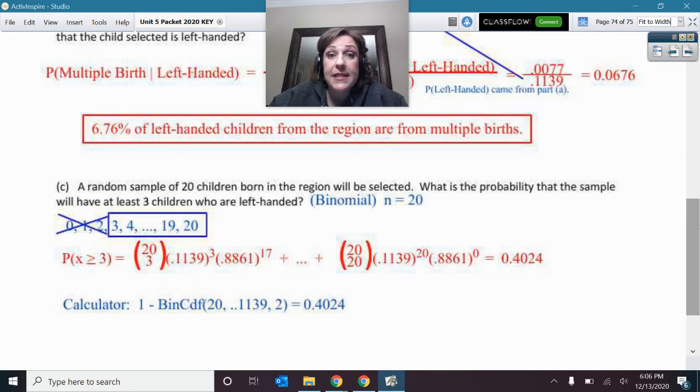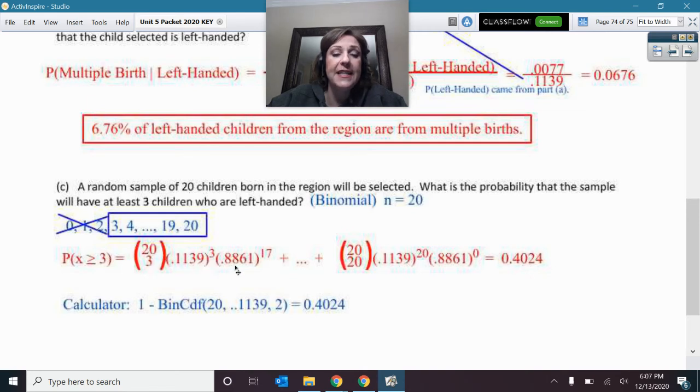Okay? All right, now here we go. Last part, a random sample of 20. That is a set N. Okay? So what's the probability that the sample will have at least 3? So I want from 3 up to 20 successes who are left-handed. And so that means I want 20 choose 3 successes, up to, in the sequence, 20 choose 20. And look here. Look at this. The probability of left-handed was used again. So this came from part A. So once again, you had to know what it was that you found in part A to be able to do that there. Okay.